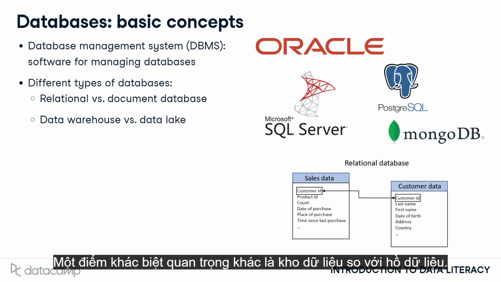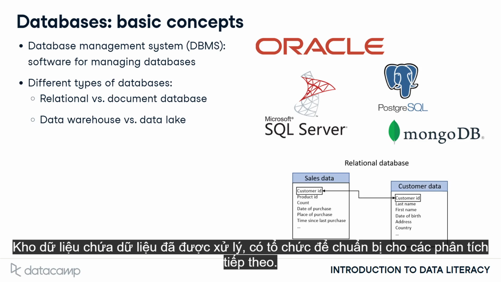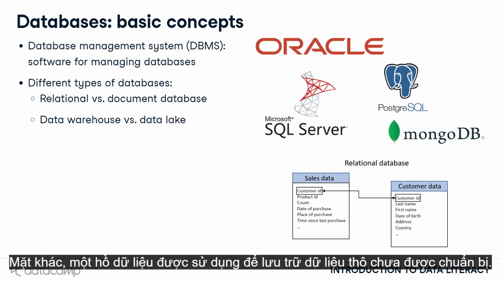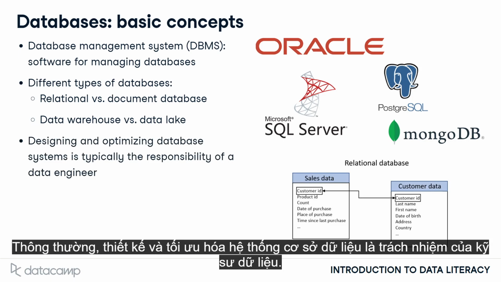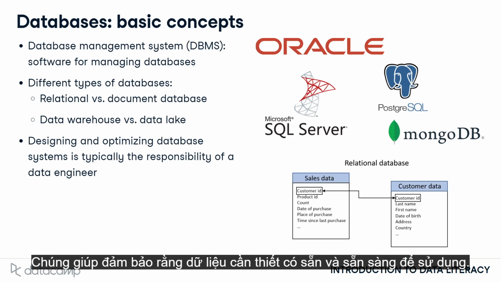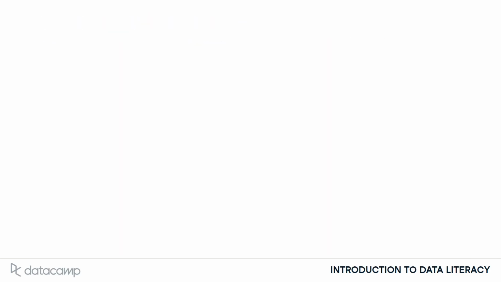Another important distinction is a data warehouse versus a data lake. A data warehouse contains processed, organized data in preparation for further analysis. On the other hand, a data lake is used to store raw data that has not been prepared yet. Typically, designing and optimizing database systems is the responsibility of a data engineer. They help to ensure that the necessary data is available and ready to be used.